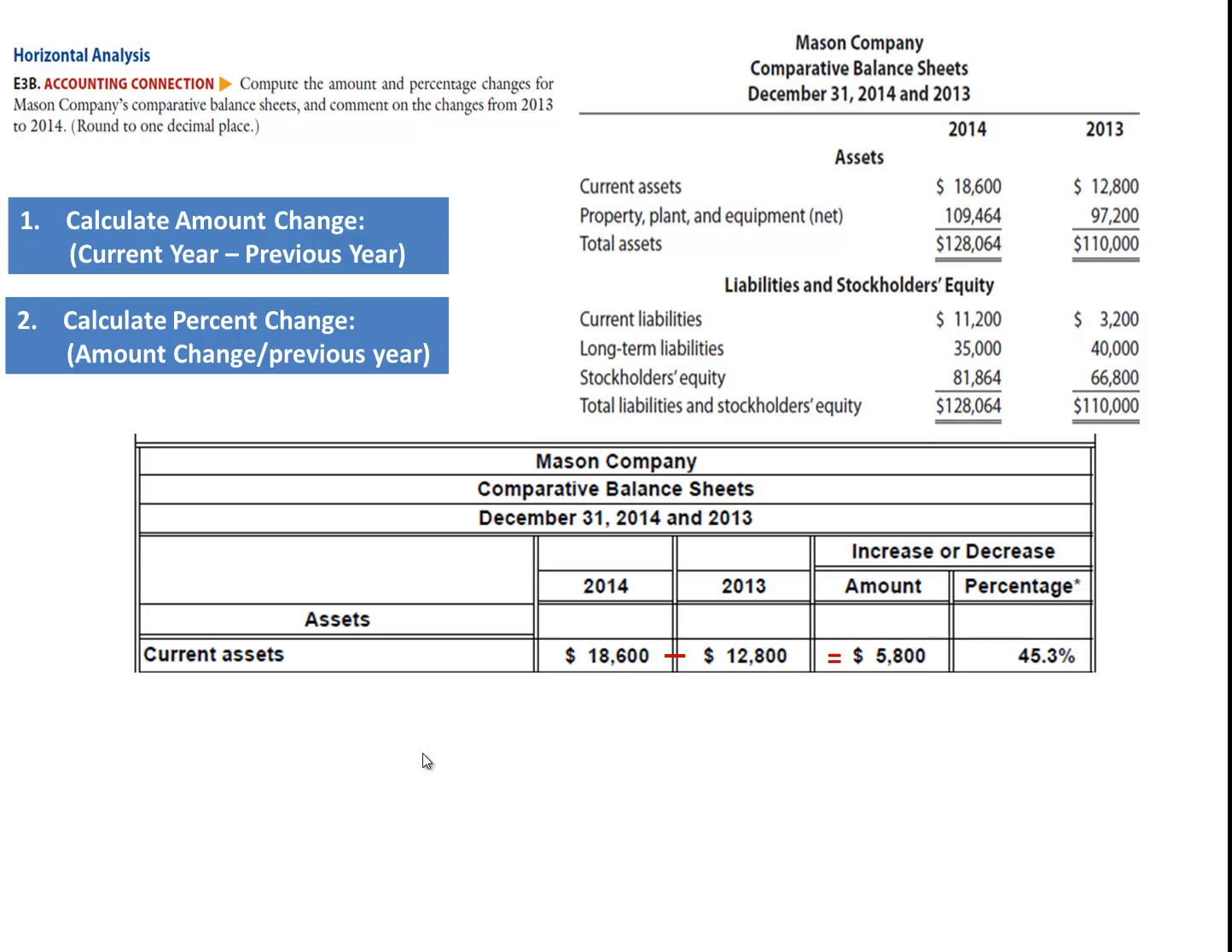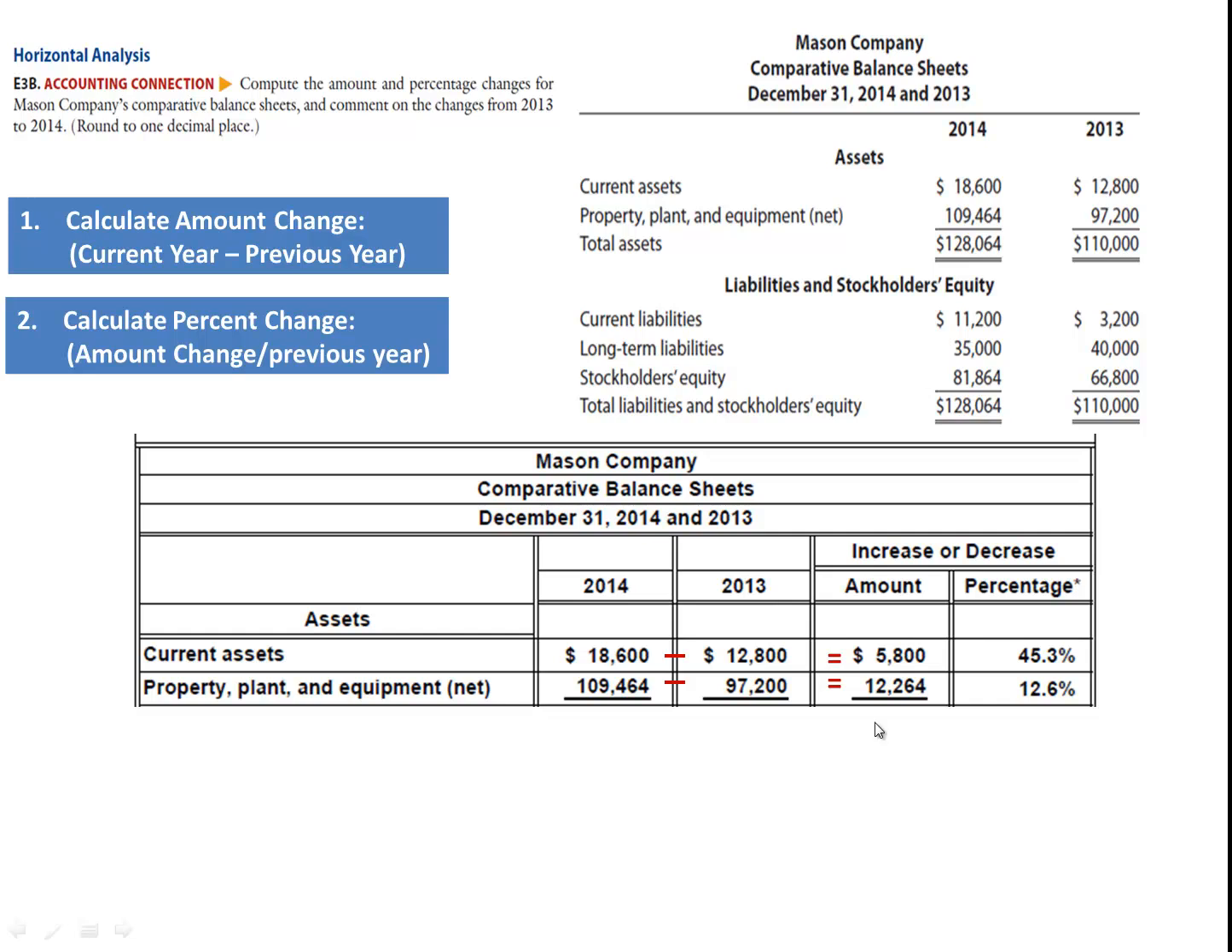So we'll start with our current assets. 2014 has 18,600 minus the 2013. From 2013 to 2014, we had an increase of $5,800. And then in order to calculate the percent change, we take the amount of change, which in this case is the 5,800, divided by our base year, or our previous year, of 12,800. So the amount of change divided by where we started gives us 45.3%.